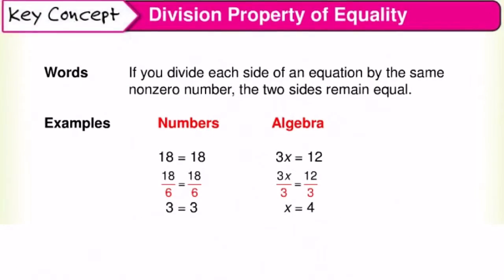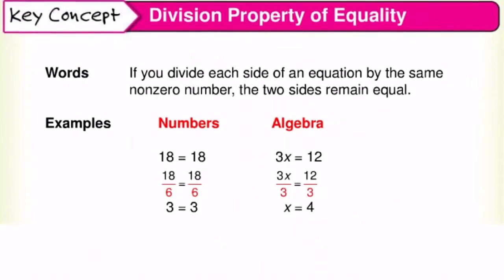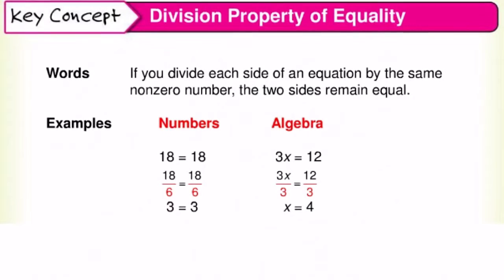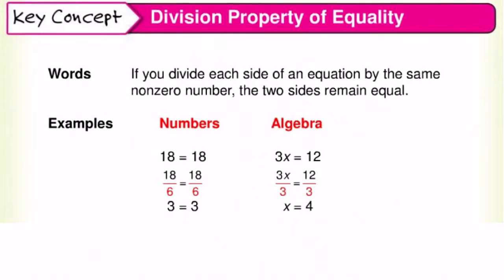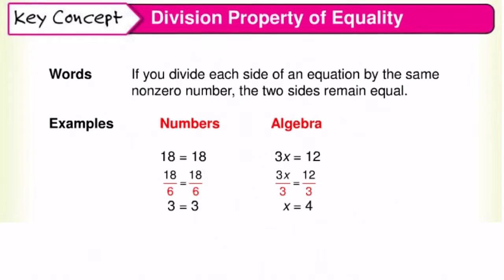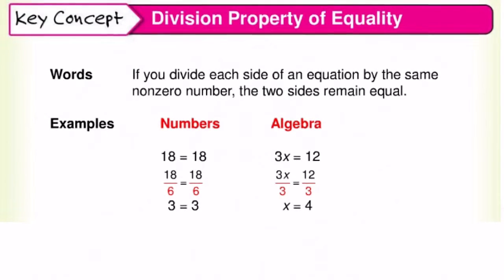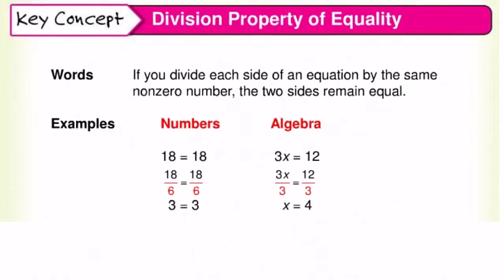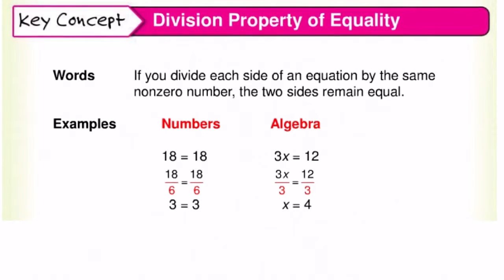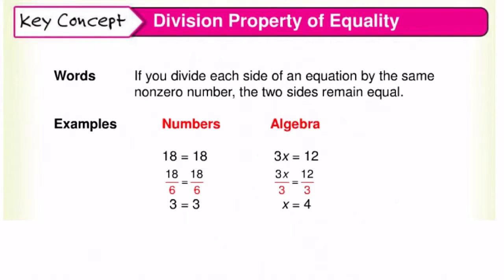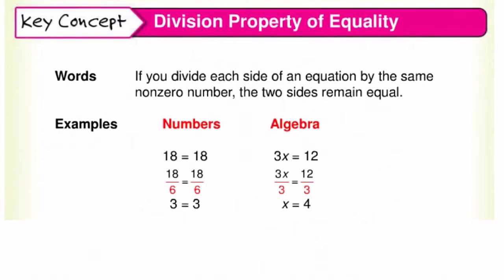And here are some examples. If I were to divide the left side by 6, I would have to divide the right side by 6. Because if you notice, 18 divided by 6 gives you 3. So I need to keep that balance. I need to keep that equal. Otherwise, it's not true. So if you divide the other side by 6, it's still a true statement. 3 equals 3.